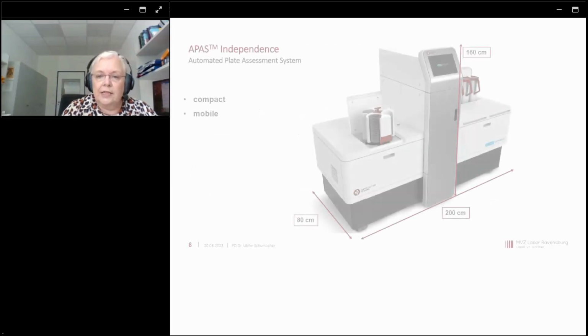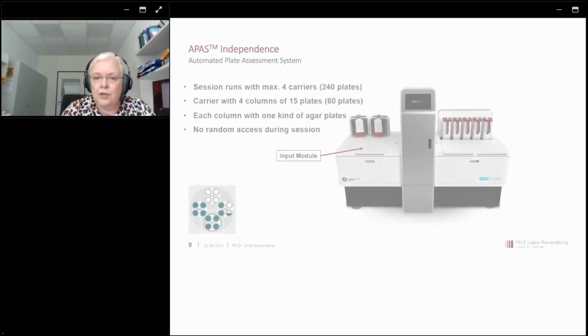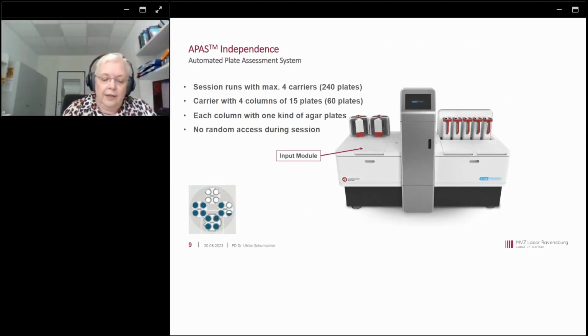The EPIS instrument itself is compact, not larger than a safety cabinet, and through its wheels, it's easy to change the location of the instrument. During the renovation in our laboratory over the last 2 years, the EPIS changed its position in our lab several times without any problems. The EPIS is composed of 3 modules: the so-called input module on the left-hand side, in the middle the imaging module, and the output module on the right side.